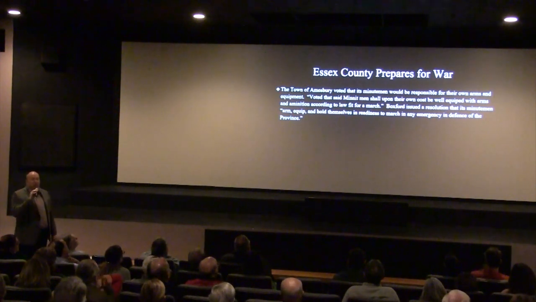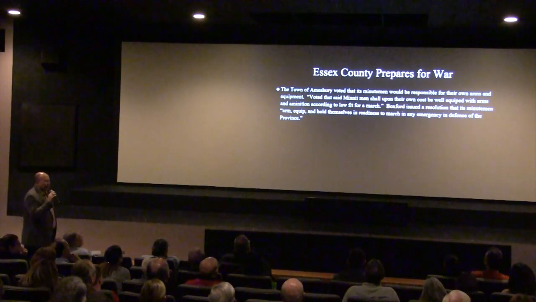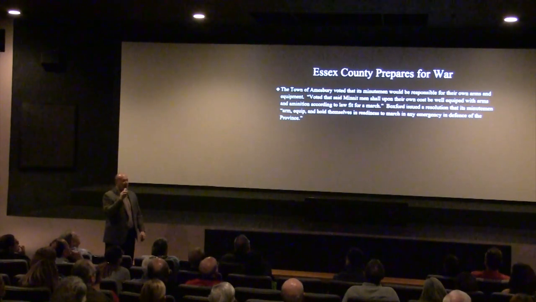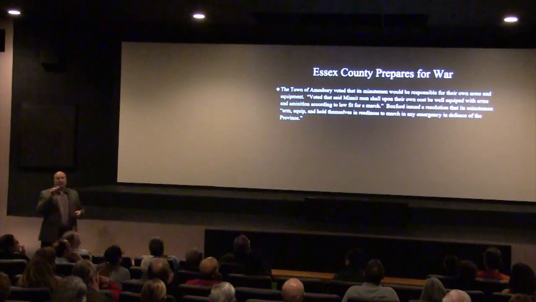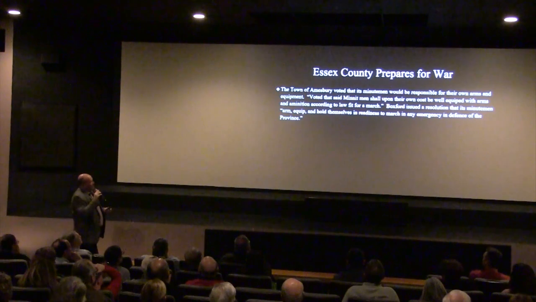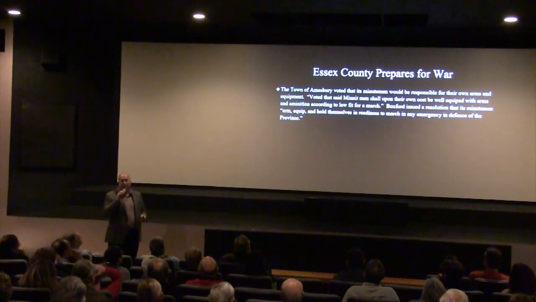All right, Amesbury, always late to the party. Amesbury initially voted not to form a Minuteman company. Wow. At a town meeting in March, they voted not to form a Minuteman company. So what happens when you go to a town meeting and you don't like the outcome? You have another town meeting. You get all your friends together and you re-vote. And that's what Amesbury did. Two weeks later, they had a second meeting and created a Minuteman company. But Amesbury was kind of cheap. They basically said, listen, Minutemen from Amesbury, you're responsible for arming and equipping yourselves.